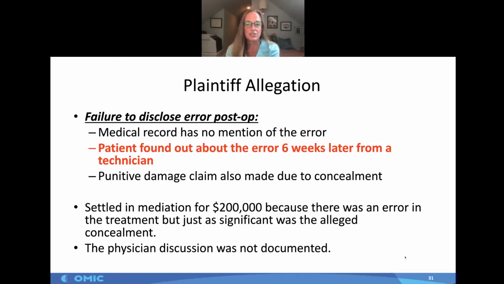And the physician discussion just simply was not documented. So this is a real issue when perhaps the surgeon really meant to disclose this error, but didn't follow through, and there's a lack of documentation about their efforts to have the conversation. Next slide, please.